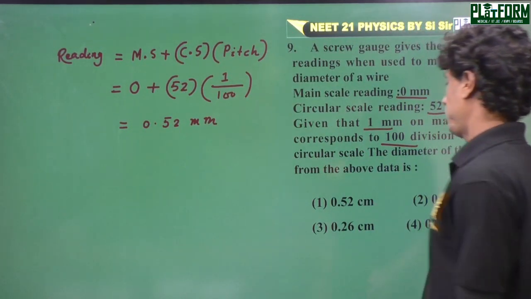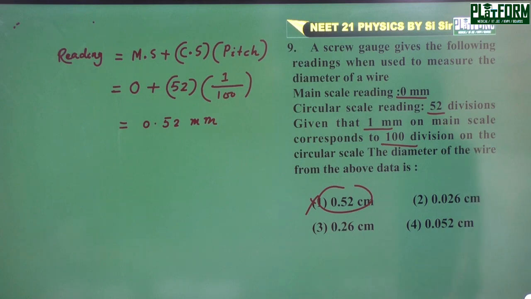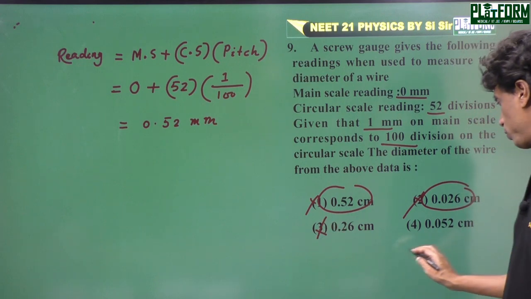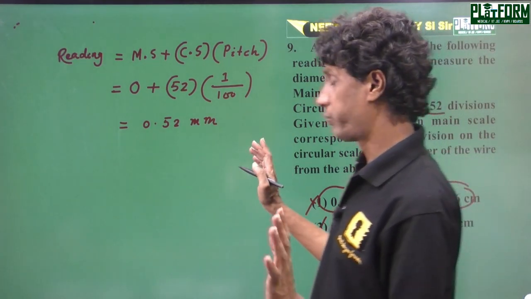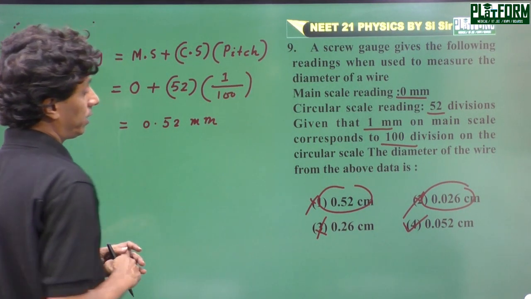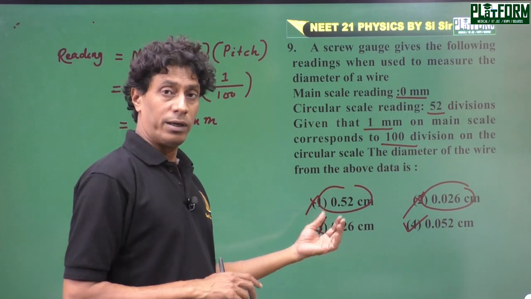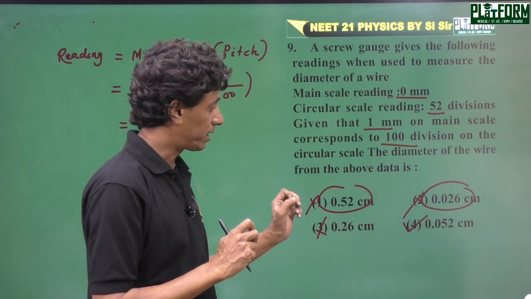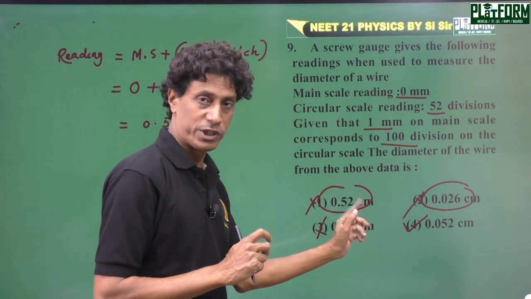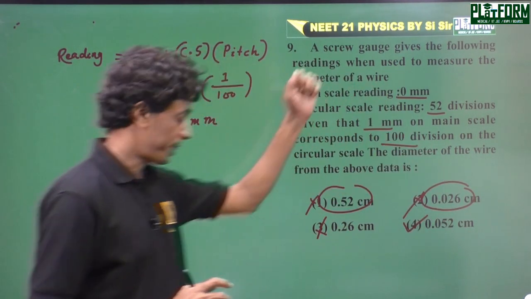Let us check the answer. 0.52 centimeter is not the correct option. 2 is also not the correct option. 3 is also not the correct option. So 0.052 centimeter is the right option here. Be careful about it. Don't take the option 0.52 centimeter. Because of the time pressure in the examination hall, some students may take the option 0.52 centimeter, but be careful, it is mm. So the right option here is 4. Next problem.